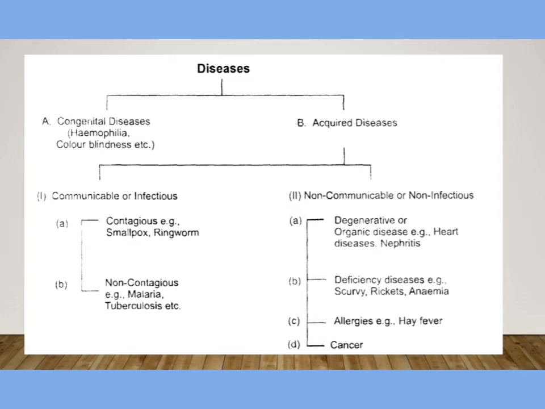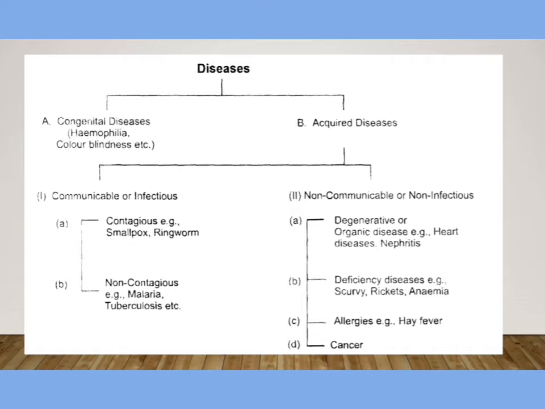Acquired diseases are communicable or infectious diseases, and non-communicable or non-infectious diseases. Here, contagious and non-contagious: contagious means disease which can spread, and non-contagious means it will not spread by coughing or touching or kissing. If you are having smallpox or ringworm, then this disease can spread from one person to another by touching, by using clothes or sharing things. But malaria and tuberculosis cannot spread by sneezing or touching.